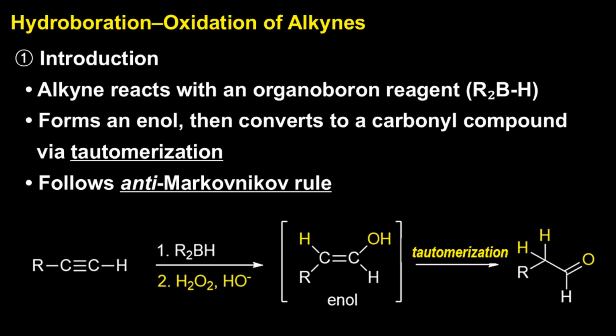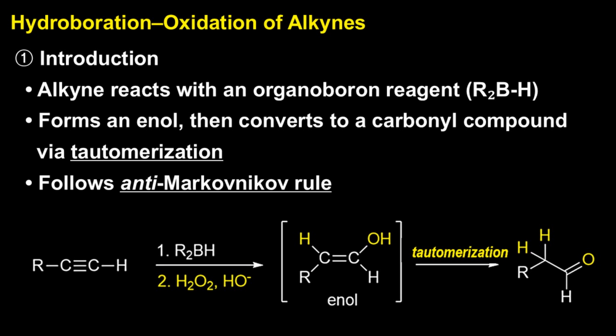Let's start with a quick overview. When a terminal alkyne reacts with an organoboron reagent, like R2BH, it adds across the triple bond. This happens through syn addition, where the boron and hydrogen add to the same side of the molecule. That gives us a boron-containing intermediate, which basically sets up everything that follows. Later on, during the oxidation step, the boron gets replaced by an OH group.